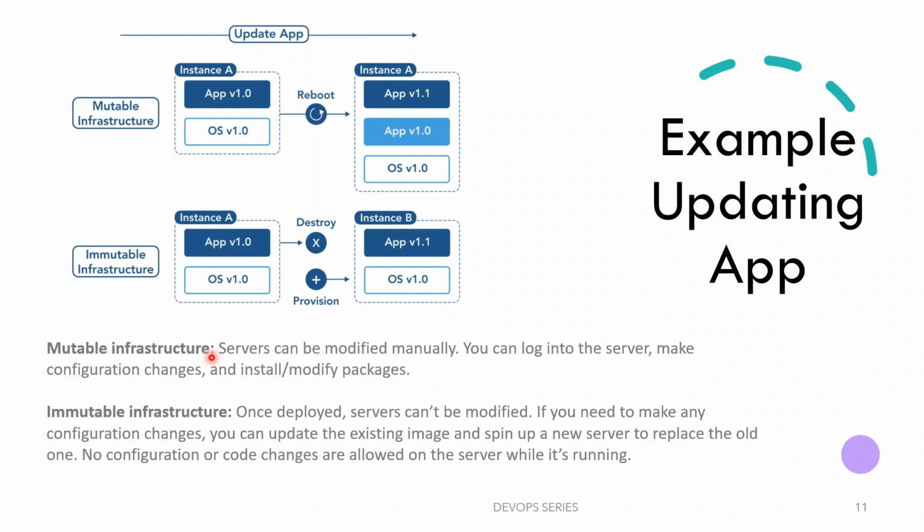So in mutable infrastructure, servers can be modified and customized manually. You can log into the server, make configuration changes, and do any installation, upgrade, or update, or whatever you want to do. But in the immutable concept, once the system is deployed, it cannot be modified. But you have to think of these things at the application level.